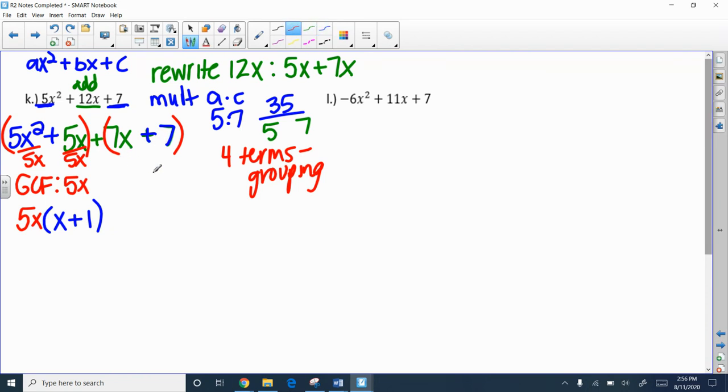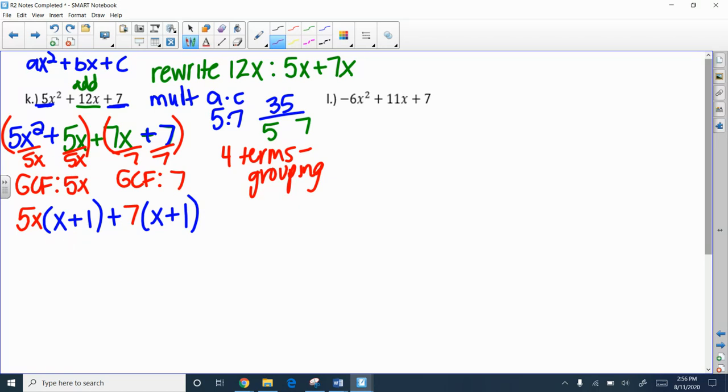All right, the second group is 7x plus 7. So my GCF there is 7. So if I factor out a 7, I have the 7 in the front. And then in the parentheses, I would be left with x right here. 7x divided by 7 is x. And plus 1. 7 divided by 7 is 1. So after I took a GCF out of the second group, I have 7 times x plus 1.